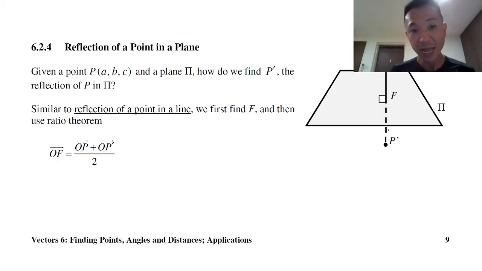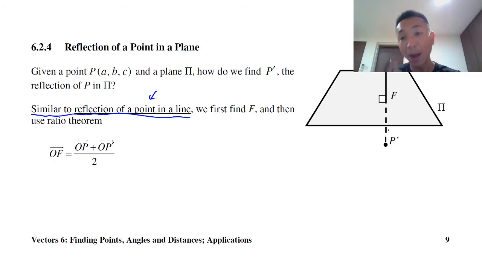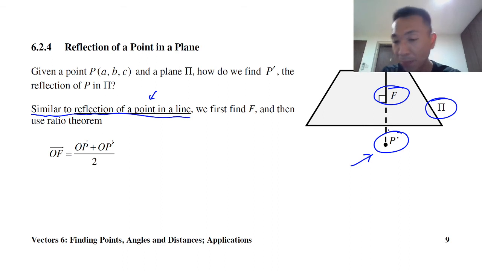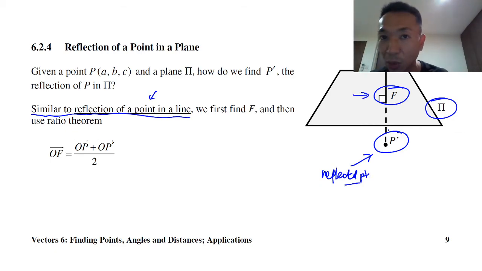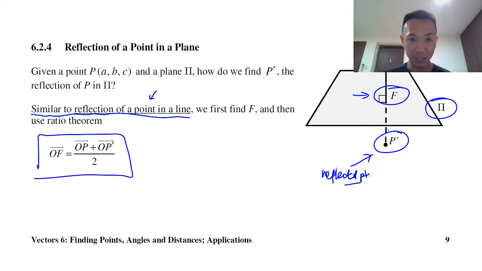So, the idea is exactly the same. It's actually very similar to the reflection of a point in a line. In fact, the concept is exactly the same. If I want to find the reflection of this point onto the plane, then I want to find P prime, which is the reflected point. All I need is to find the foot of the perpendicular first. I repeat, you find the foot of the perpendicular first. Once you have found it, the relationship is just this. This is the ratio theorem. Exactly the same as the reflection in a line.